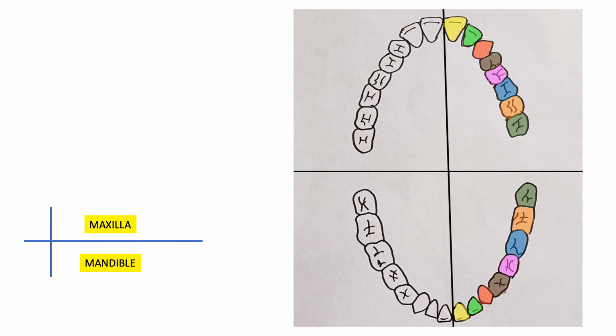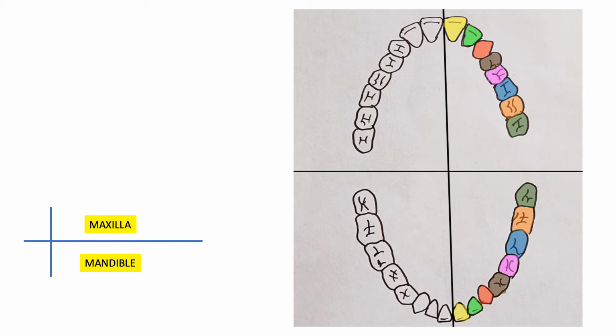Now coming to the third factor, which is the number of the teeth. So what is the number of the teeth? It's there in the name. It represents the teeth that are present in the upper jaw and the teeth that are present in the lower jaw. When this number is written above the horizontal line, it represents those teeth present in the maxilla, and when it is written below the horizontal line, it represents those teeth present in the mandible.